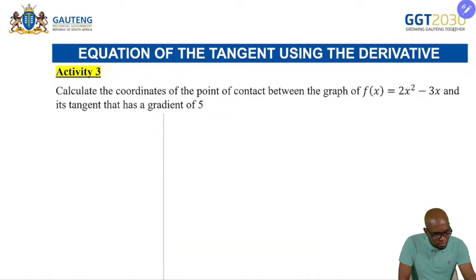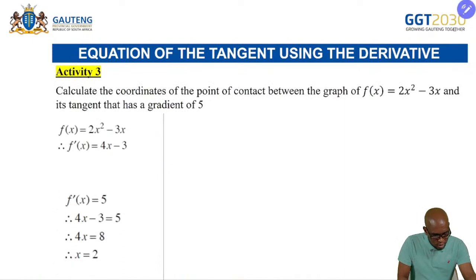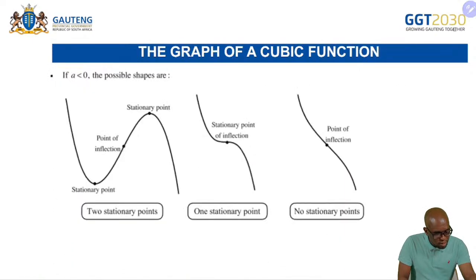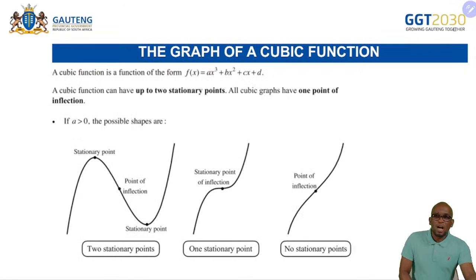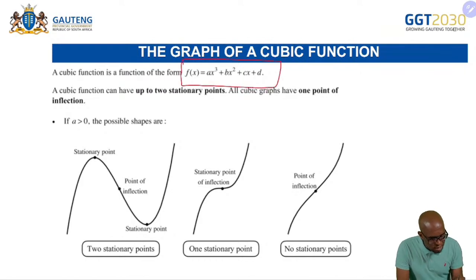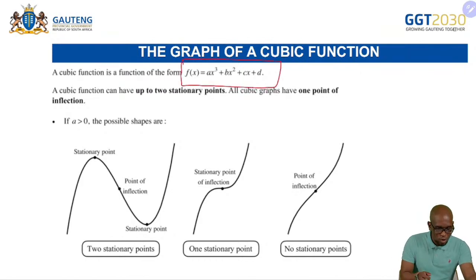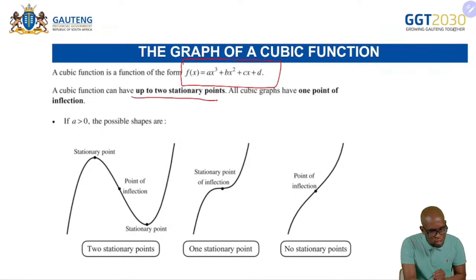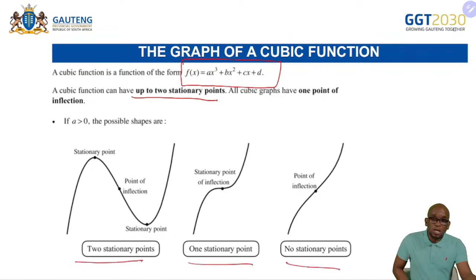Right, moving on quickly. Let's look at the graph of a cubic function. Now, we know that it is defined by f of x is ax cubed plus bx squared plus cx plus d, and it will have up to 2 stationary points. Remember, it can also have 1, and it can also have no stationary point. So it has 2, 1, or no stationary point.